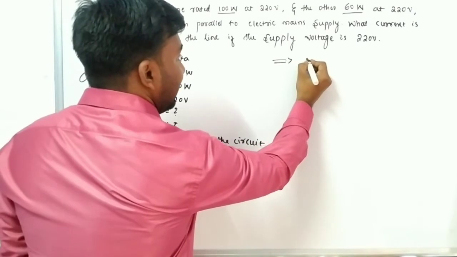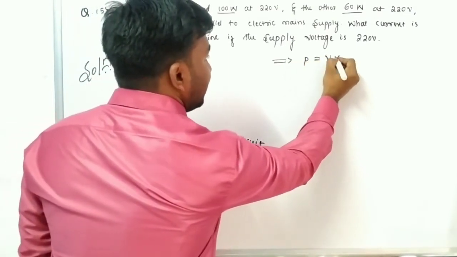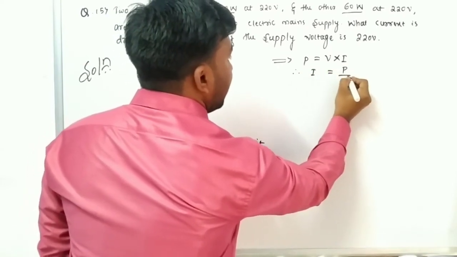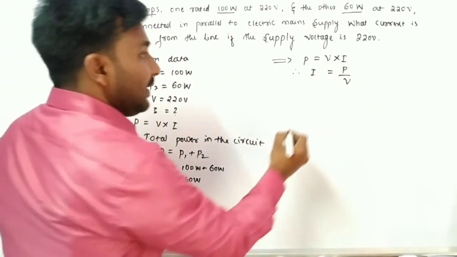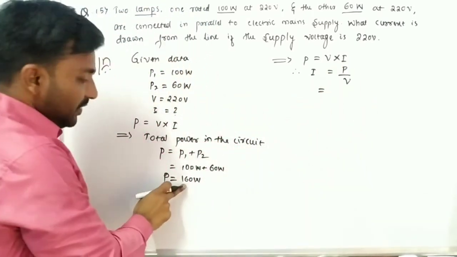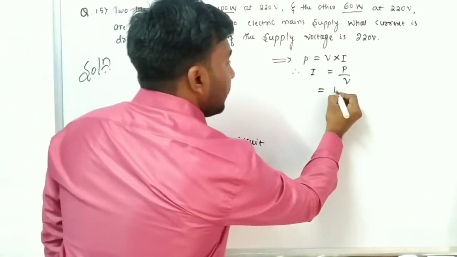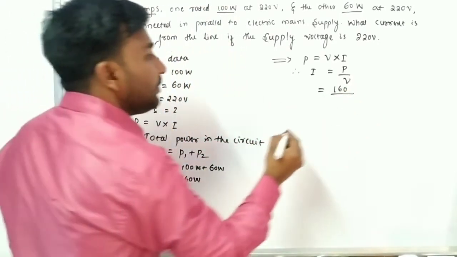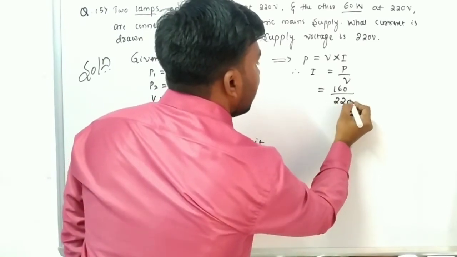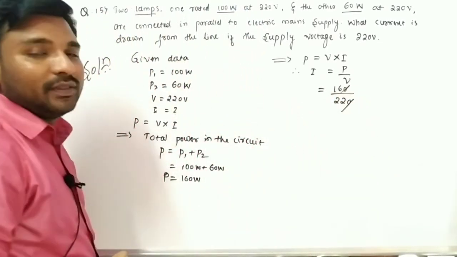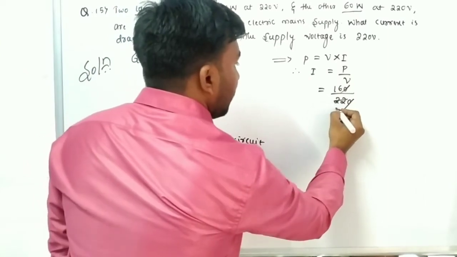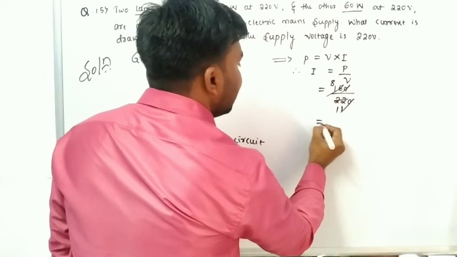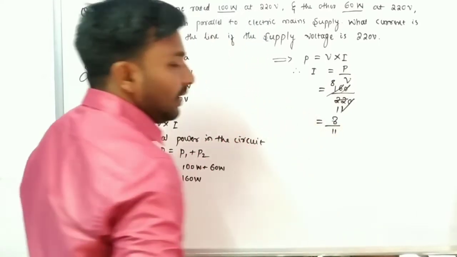This implies that P is equal to voltage into current. Therefore I is equal to P divided by V. Now this is equal to power, how much is it? 160 divided by voltage. What is the voltage? 220. The zeros both get cancelled. 2 ones are 2, 2 eights are 16. This is equal to 8 divided by 11.